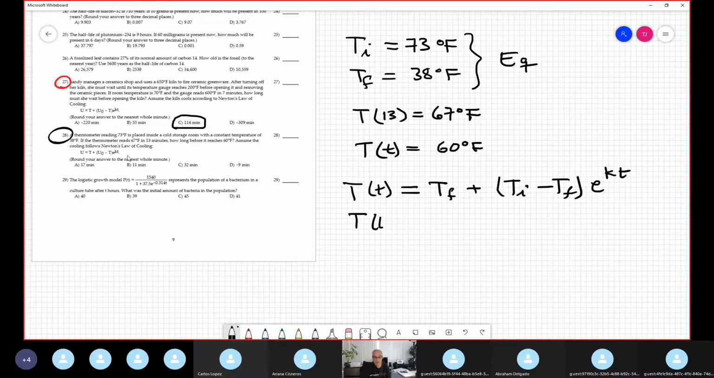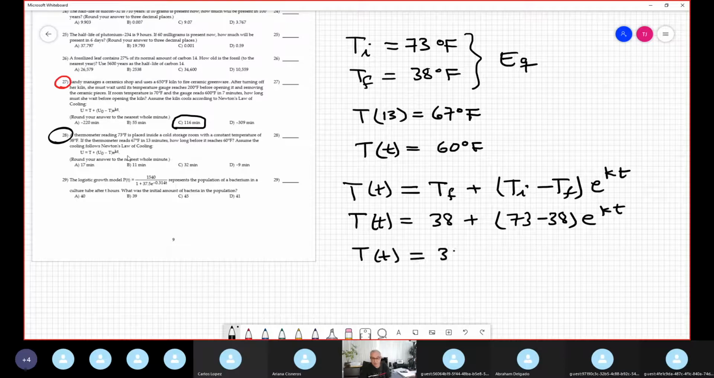The formula is 38 plus 73 minus 38, e to the kt. 73 minus 38 is 35. Yeah. The temperature at any time is 38 plus 35 e to the kt.